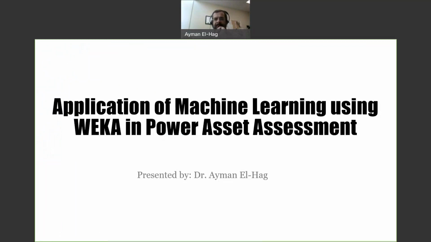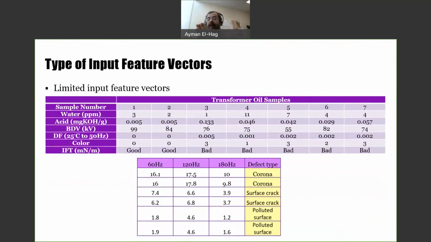Just as an introduction, the type of feature vectors that we dealt with so far are what I call limited input feature vectors, meaning the following. For example, we have a feature vector here: the water, acidity, BDV, and the other oil test parameters. Each element of the feature vector is one number: 3 for the water, 2, 1, and so on. Same thing for the acidity, the BDV, and all other features.